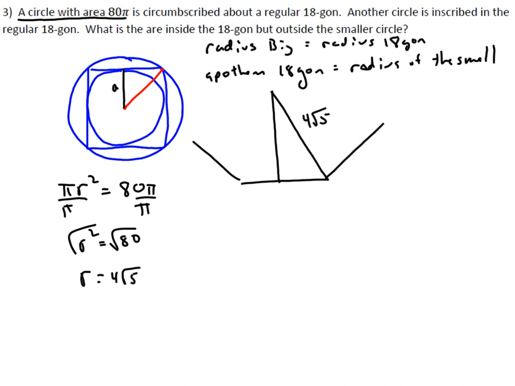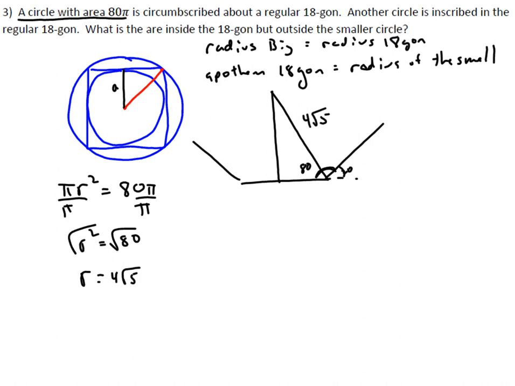Then, because it's an 18-gon, we can find the interior angle. The way I like to do it is to think about the external angle here. All of the external angles add up to 360, so 360 divided by 18 is 20. If this is 20, then this is 160 because it's a straight line, and the angle inside here is just half of the angle of the polygon. An 18-gon has a 160-degree angle, and so this triangle has an 80-degree angle.